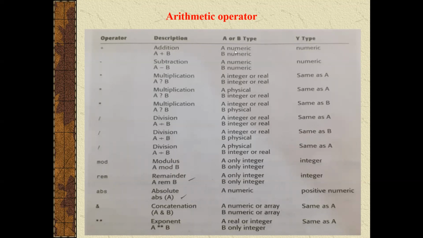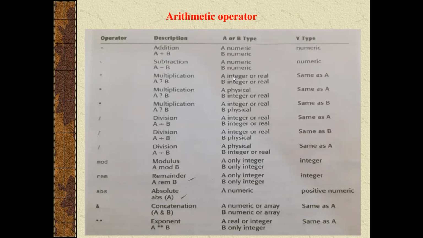And similarly, if A and B are both numeric types, then the output will be numeric. Similarly, the minus sign will be used for the subtraction operation, and the output depends on the input types of A and B. And for multiplication, the star symbol will be used.